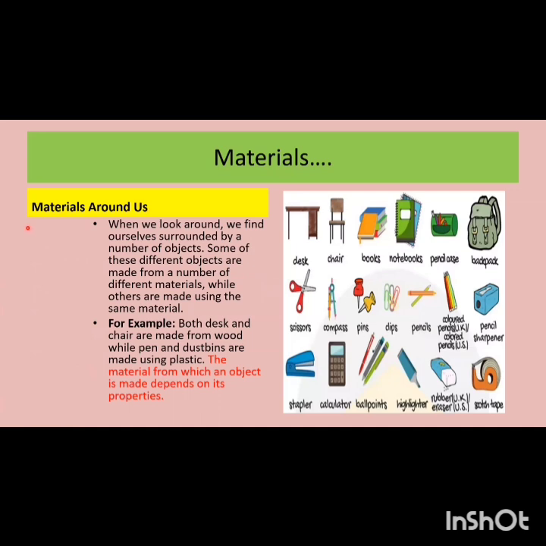Now come to the topic. When we look around, we find ourselves surrounded by a number of objects. You can see there are a number of objects here. Some of these different objects are made from a number of different materials, while others are made using the same material. For example, both desks and chairs are made from wood, while pens and dustbins are made using plastics. The materials from which an object is made depend on its properties.